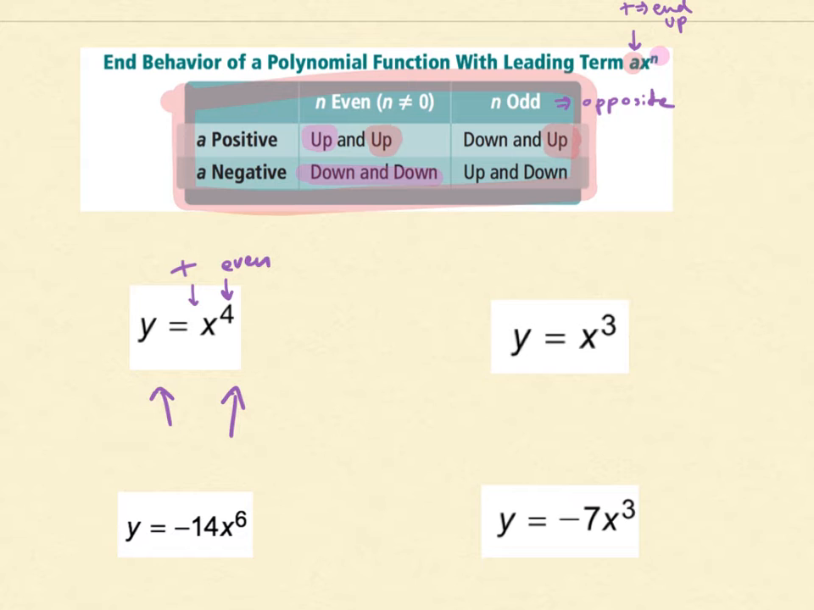So you can just use the arrows. You don't have to use words. You can just put two little arrows up and up. Now let's look at our next example. Is x cubed positive or negative? Positive. So what does that tell us about our right arrow? Up. Because it's positive. And then is 3 even or odd? Odd. So are they going to go in the same direction or opposite directions? So what's our left arrow going to do? Down. So we have down, then up. So it always helps just by writing the right one first.